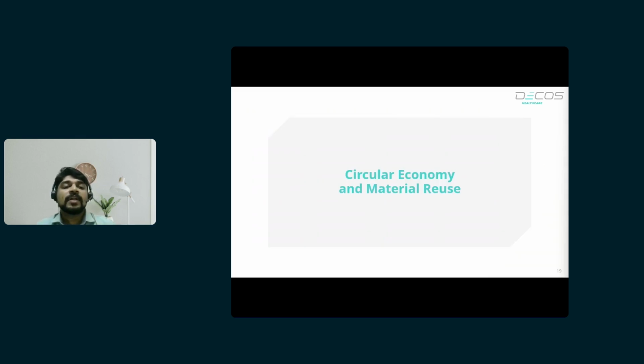Next is circular economy and material use. So we have unpacked the ethical consideration and environmental impact of material. Now let's explore how the circular economy offers a powerful framework for putting those principles into action.